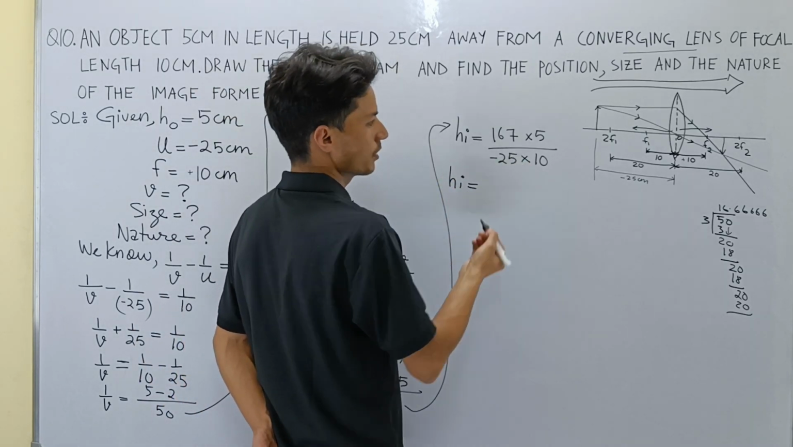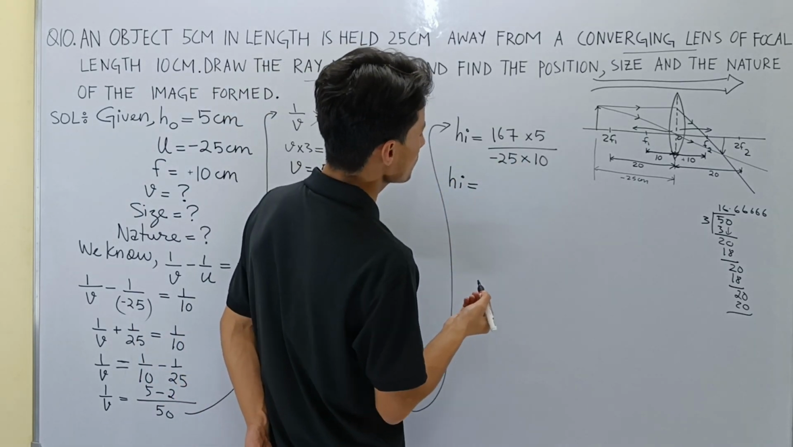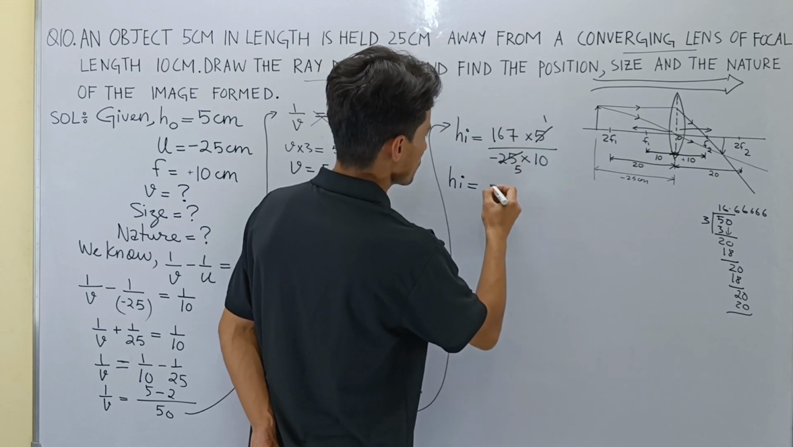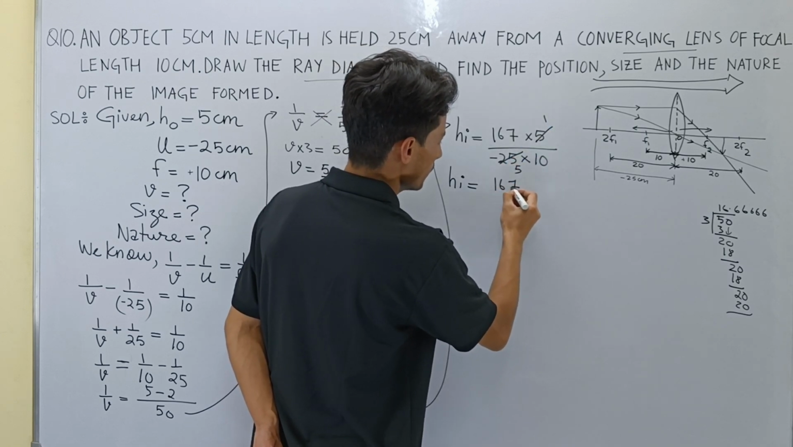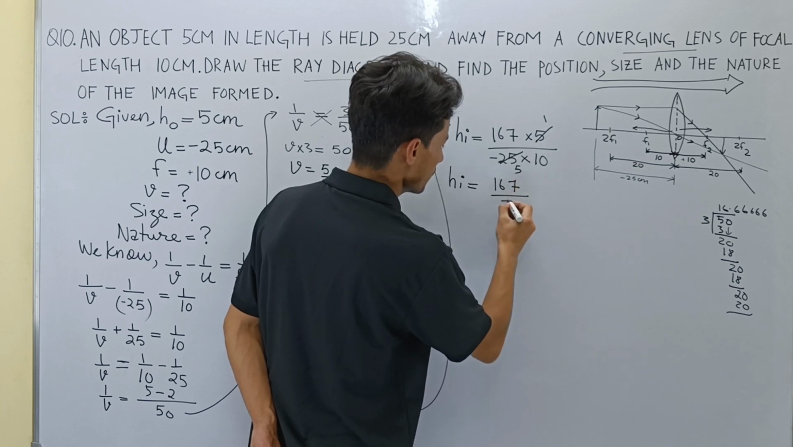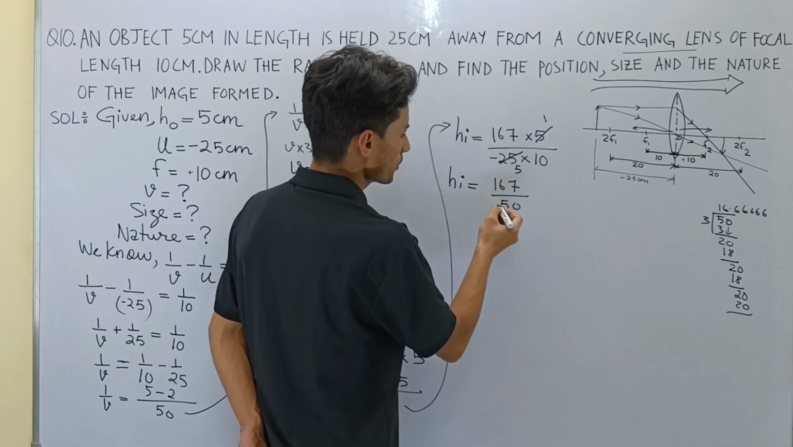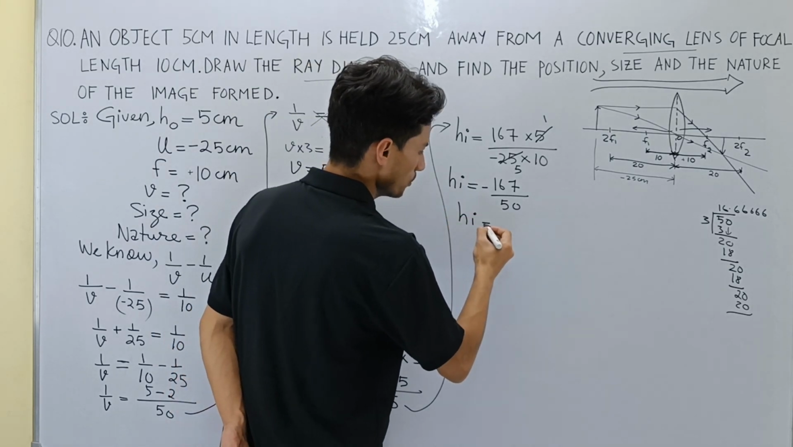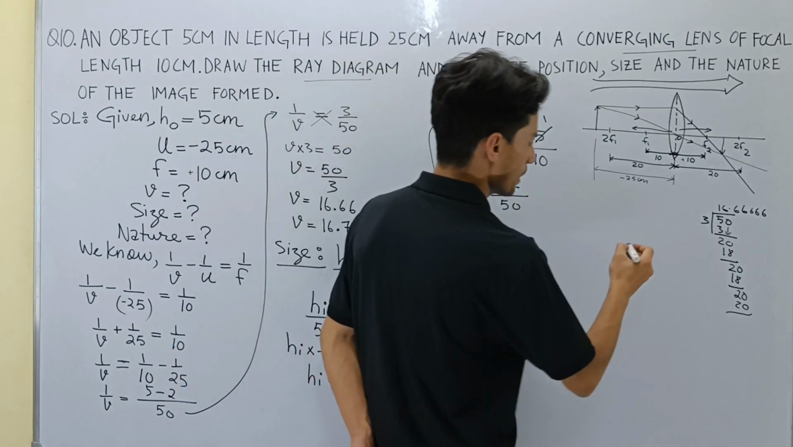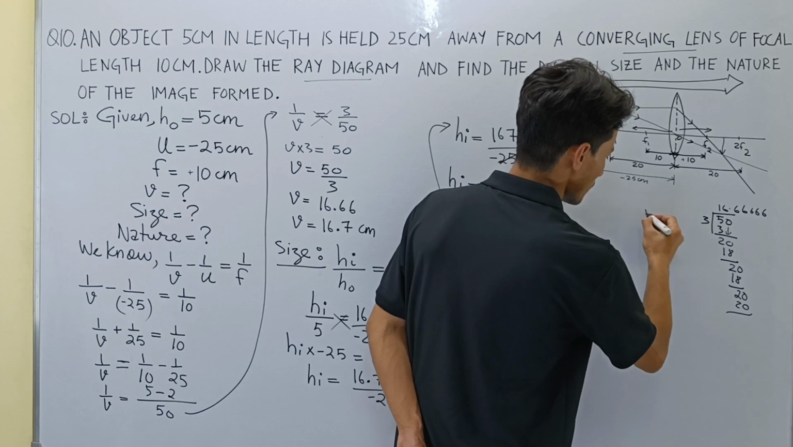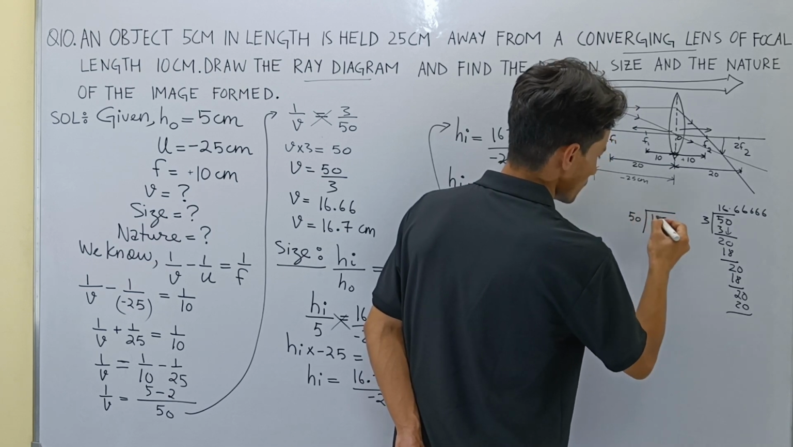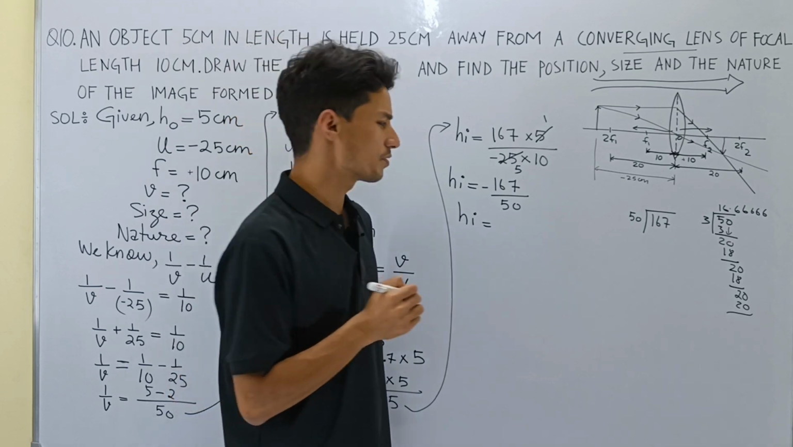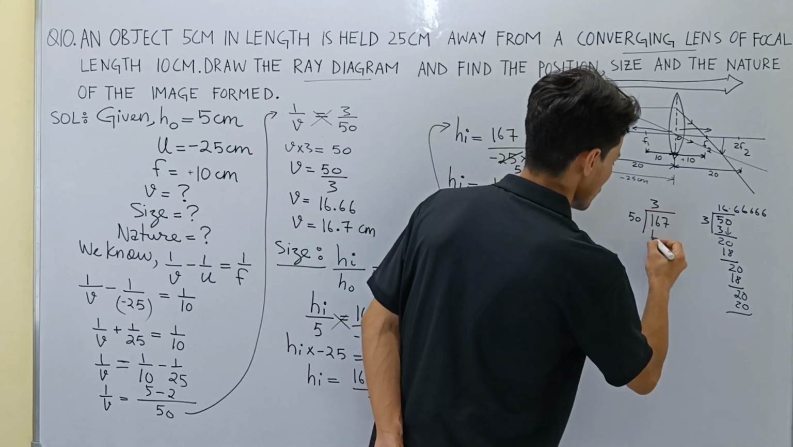So now let's simplify this to the lowest term. 5 ones are 5 and 5 fives are 25. So you have 167 by, and 5 tens are 50. The denominator does not carry the sign, so let's give it to the numerator. HI is equal to minus 167 divided by 50. So 167 is divided by 50. 50 ones are 50, 50 twos are 100, 50 threes are 150. So 3, let us go with 3, 150.